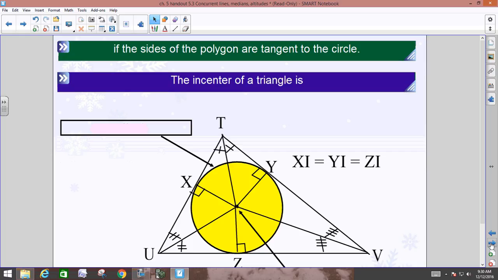The sides of the polygon are tangent to the circle. We'll hear the word tangent a couple times this year, well, more than a couple times, but it has a couple different meanings. Tangent here means that it intersects at one point only.